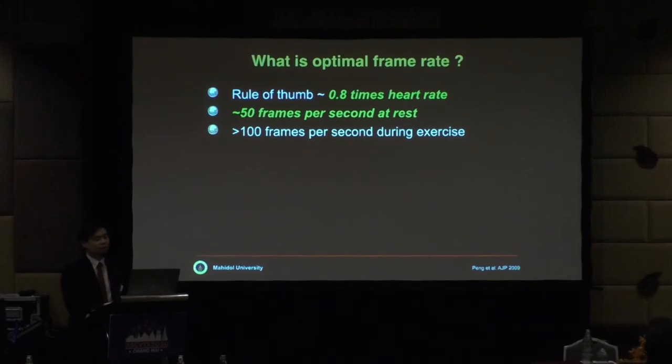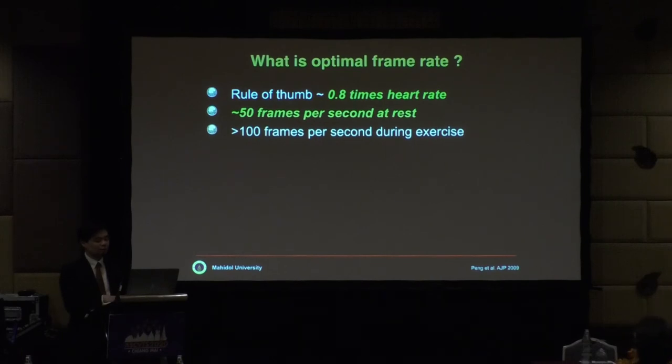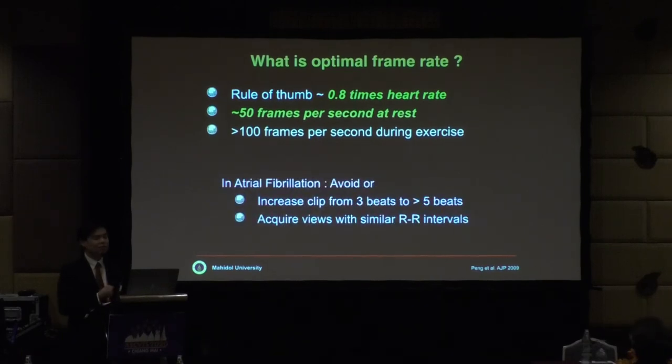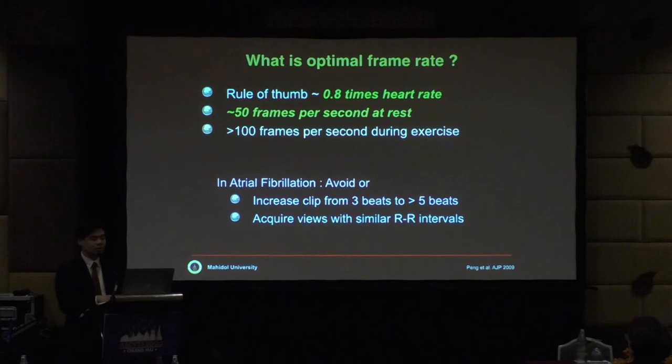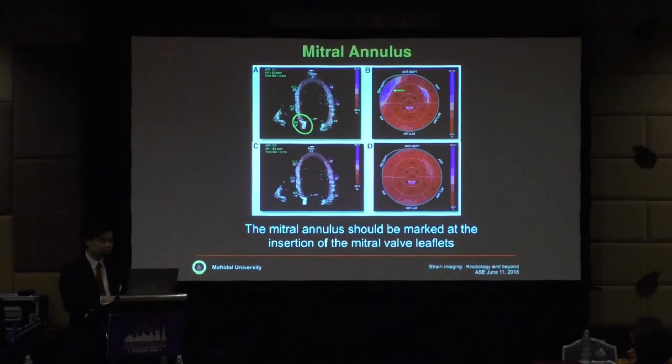The rule of thumb for the frame rate is about 0.8 times the heart rate, and normally 50 frames per second is usually acceptable at rest. Or if you have exercise, you probably need a higher frame rate. You should avoid doing strain in atrial fibrillation, but if you do, you should increase the clip from 3 to 5 beats and acquire the view in a similar RR interval.